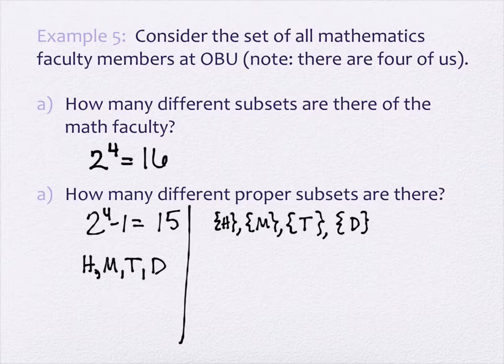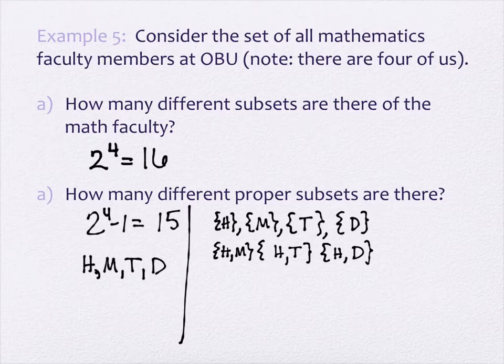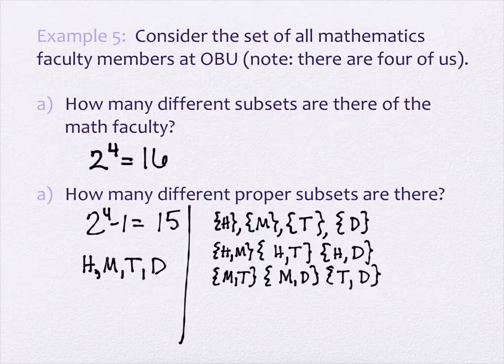We could also have sets of 2. Now we have to be more careful because we have to make sure we catch them all. So we can do H and M. We can do H and T. Or we can do H and D. And that's all the ways that myself, Hans, could be with other groupings, because that's me with all 3 of them individually. But I could also have Drs. Marsh and Tucker. Or Dr. Marsh and Drake. And my last option is to have Dr. Tucker and Dr. Drake.